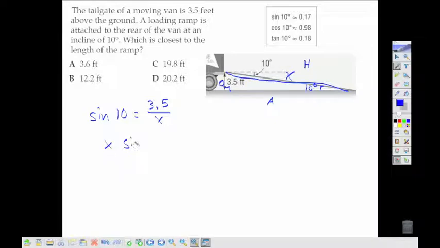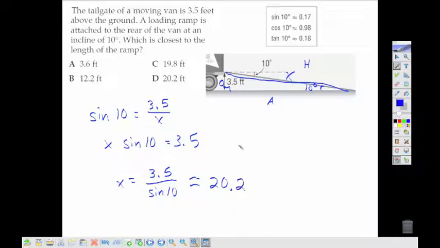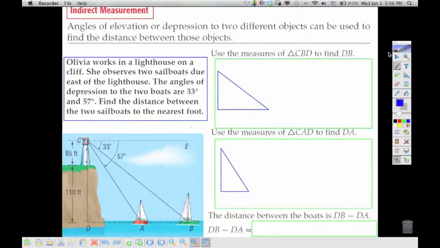Now to solve this one, we'll move this x over here, which means x is 3.5 over the sine of 10. And we could just plug that in our calculator. They also gave us the ratios, but it's probably easier to use our calculator. And that'll come to about 20.155 or 20.2, which we can see as D.